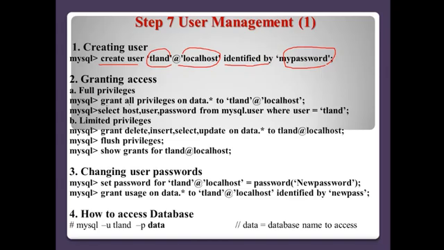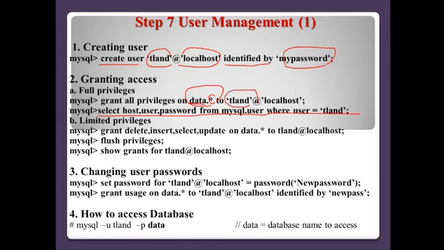First one, GRANT ALL PRIVILEGES ON data.* TO TLAN@localhost. In this case, I will give all privileges to TLAN to access data. Data means the database name, and the star means all tables. So TLAN will have all the privileges to access the tables in the database data. After that, SELECT host, user, password FROM mysql.user WHERE user is TLAN. In this case, we can check the exact information about the user TLAN.